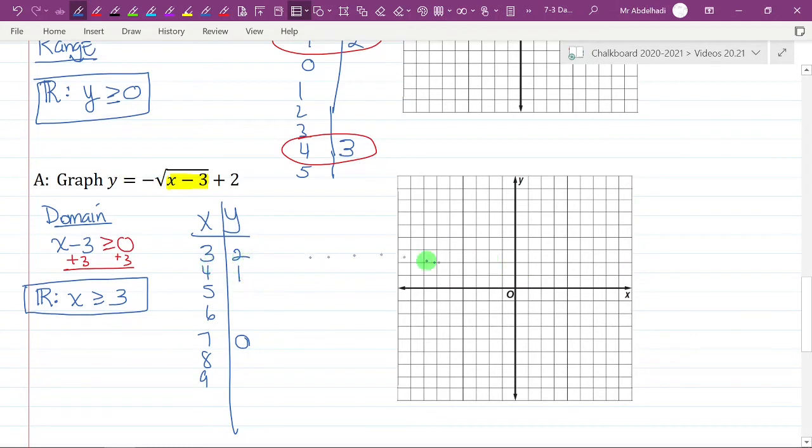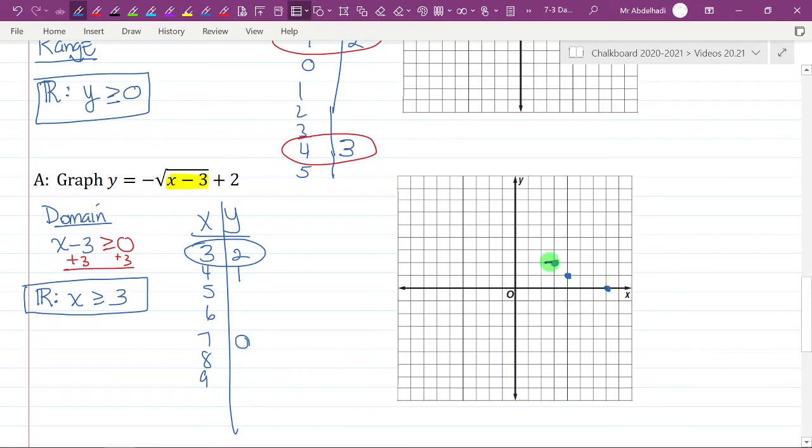So 3, 2. 1, 2, 3, up 1, 2. There's our starting point. That first point right there is your starting point. It determines your domain and your range. The direction now will also determine that. 4, 1. So 1, 2, 3, 4, 1. That's here. And then 7, 0. 7 is here. 0 is here.